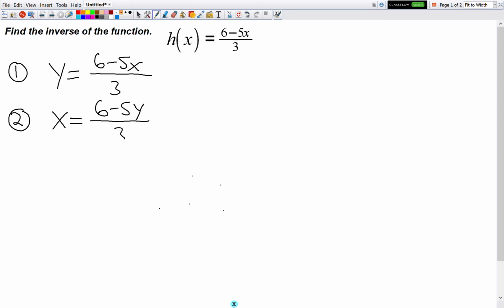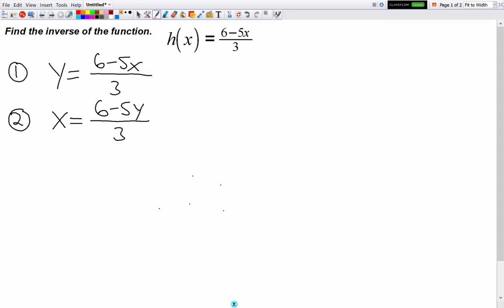So notice how in this front spot there used to be a y. Now there's an x. In this spot right here there used to be an x. Now there's a y. So that's step 2. Okay. So the first 2 steps are pretty easy. Third step is going to take a little bit more work. And basically it's just solve for y, which means get it by itself.